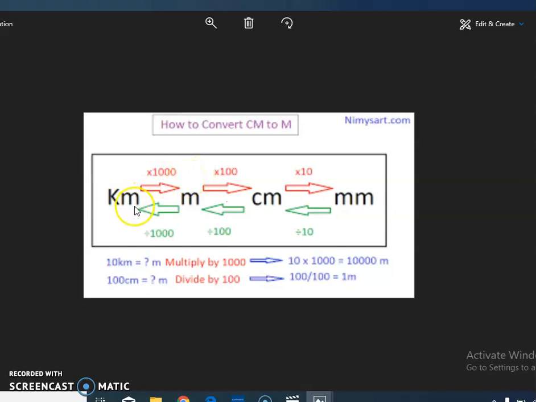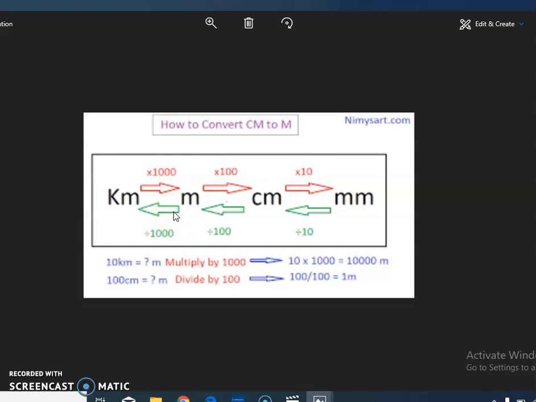So always, to convert to a smaller unit, we have to multiply by that particular number. We know that 1 kilometer is equal to 1000 meters, so we multiply by 1000, and 1 meter is equal to 100 centimeters, so we multiply by 100. 1 centimeter is equal to 10 millimeters, so we multiply by 10. So when going from a bigger unit to a smaller unit we have to multiply by those values, and from a smaller unit to a bigger unit we have to divide. Millimeter to centimeter, we divide by 10. Centimeter to meter, we divide by 100. Meter to kilometer, we divide by 1000. Clear? So this is how we have to convert.